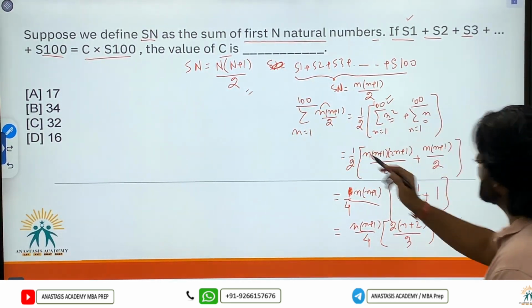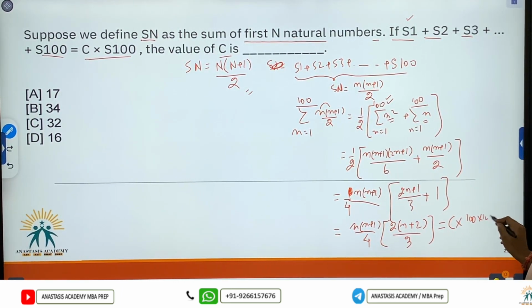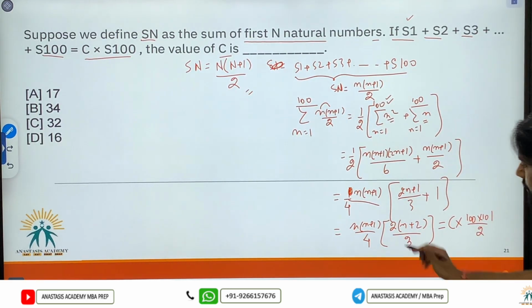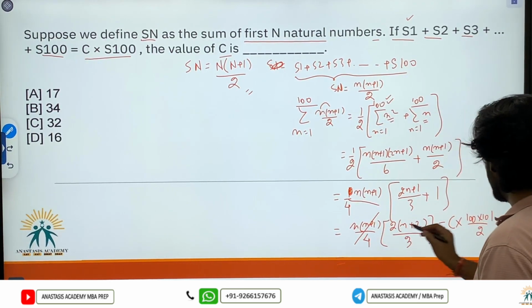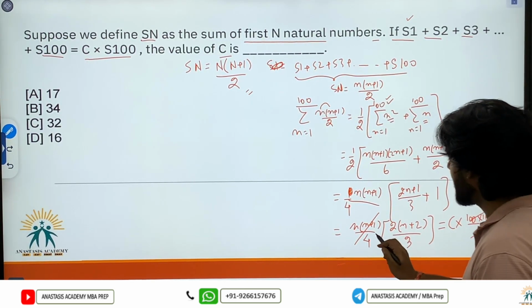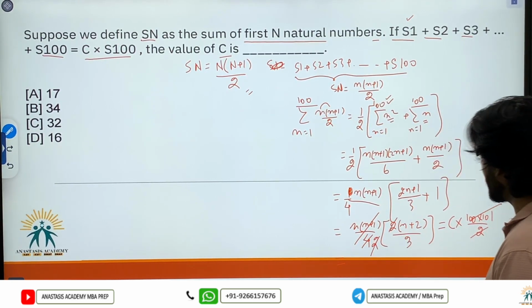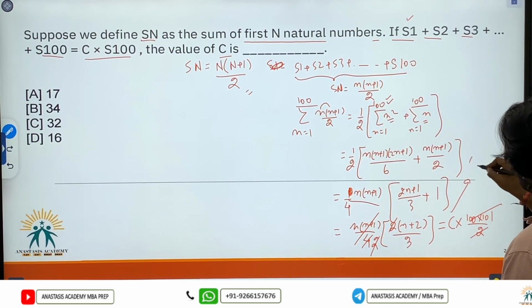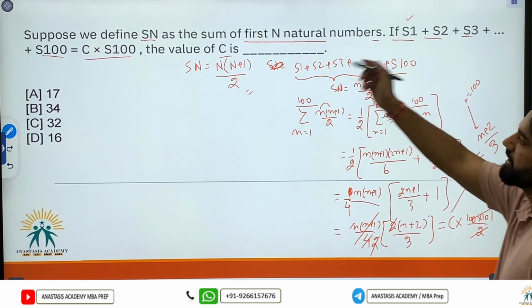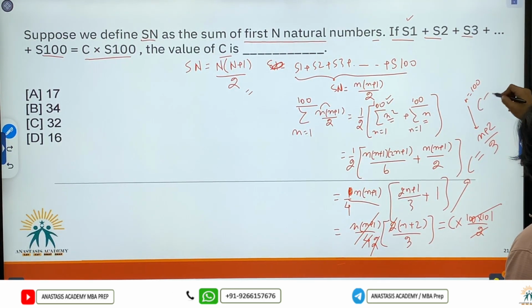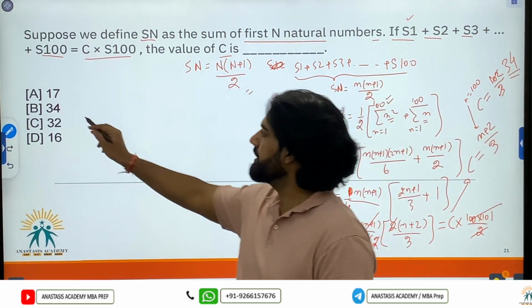S100 I already know would be 100 times 101 by 2. Also, when I put the value of n as 100 in this expression, this term gets cancelled with this term, and the 2s get cancelled. So I get the value of C as (n+2)/3, where n is 100, because we have to add 100 terms. So the value of C becomes 102/3, which is equal to 34. So the correct answer to this question would be option B.